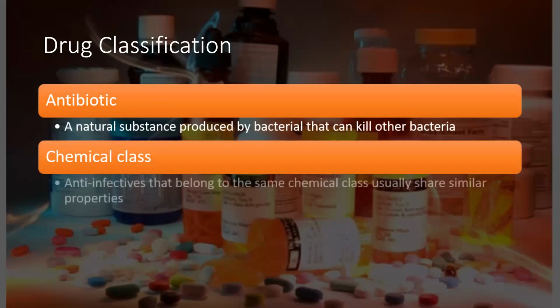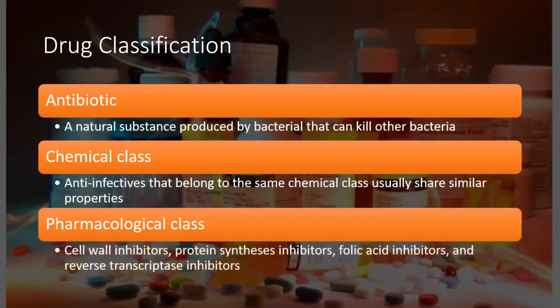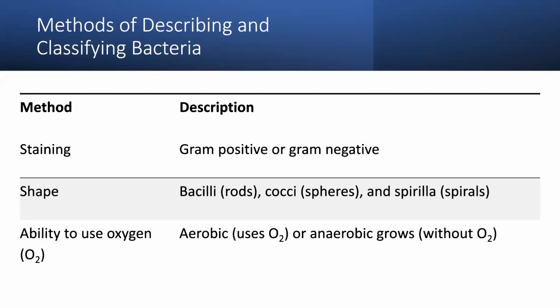Then we classify according to their chemical structure. Those anti-infectives that belong to the same chemical class usually share similar properties. And with the pharmacological classification, there are cell wall inhibitors, protein synthesis inhibitors, folic acid inhibitors, and reverse transcriptase inhibitors. So this is how we classify the drugs. Again, the method of describing and classifying bacteria is how we see that this is this bacteria and this is the other one. So we try the staining technique and we separate them as gram-positive bacteria and gram-negative bacteria.